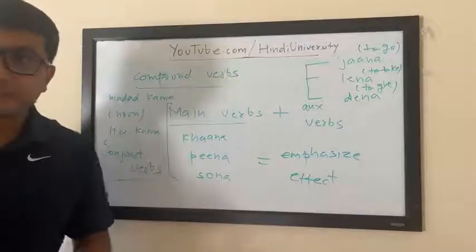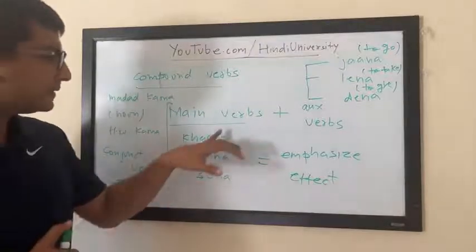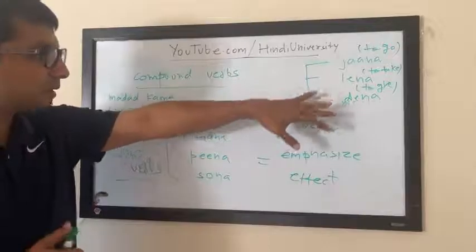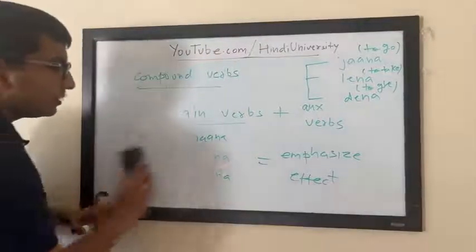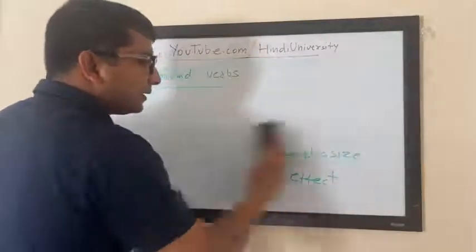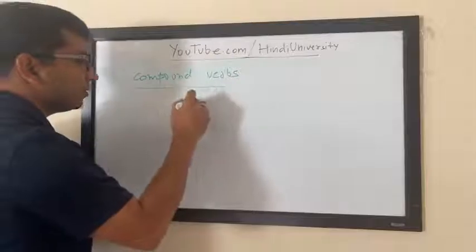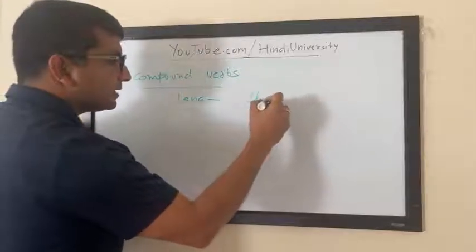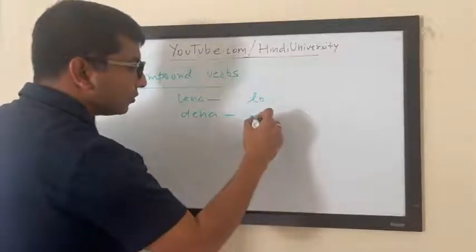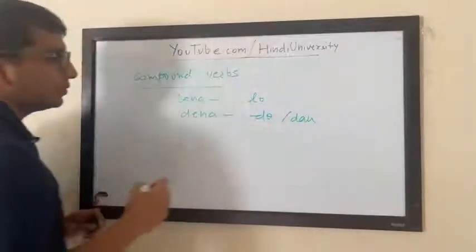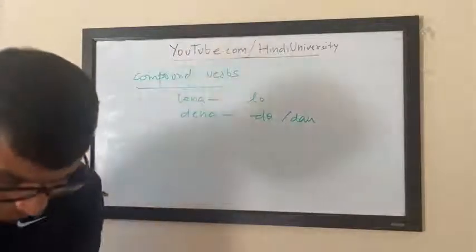So let's get going. Right now, as I said, we won't make complicated sentences. We'll just get some hands-on experience and get comfortable. We'll start with Lena and Dena, and in the next classes we can think about Jana. I'll take simple verbs and use Lena and Dena in the imperative form. Lo is one imperative form of Lena, and for Dena the imperative form is Do. You can write this D with Do. It's used to politely request someone to do something.